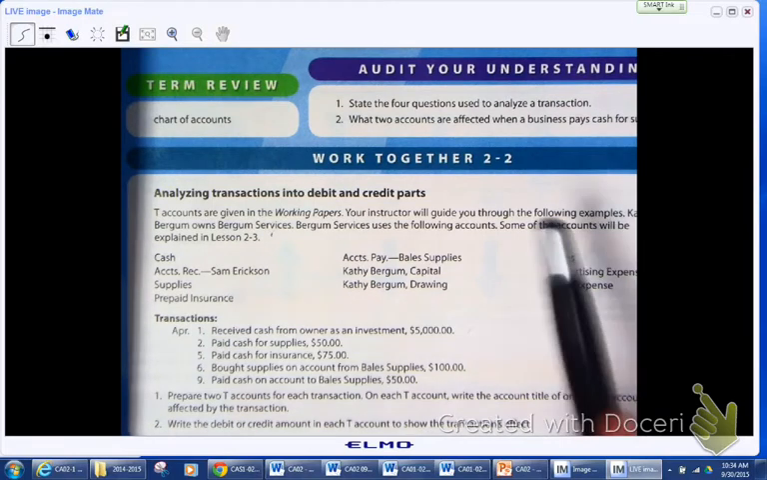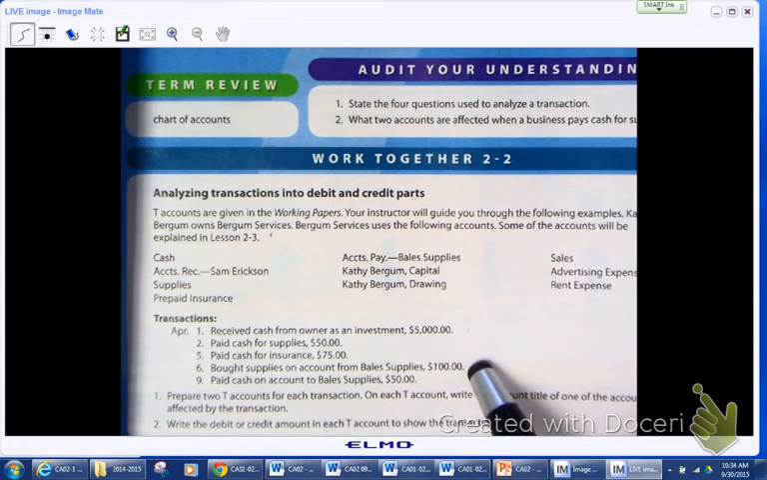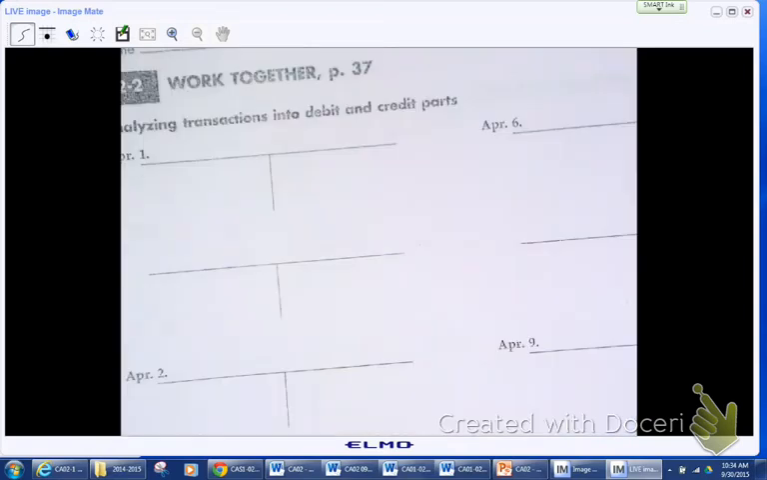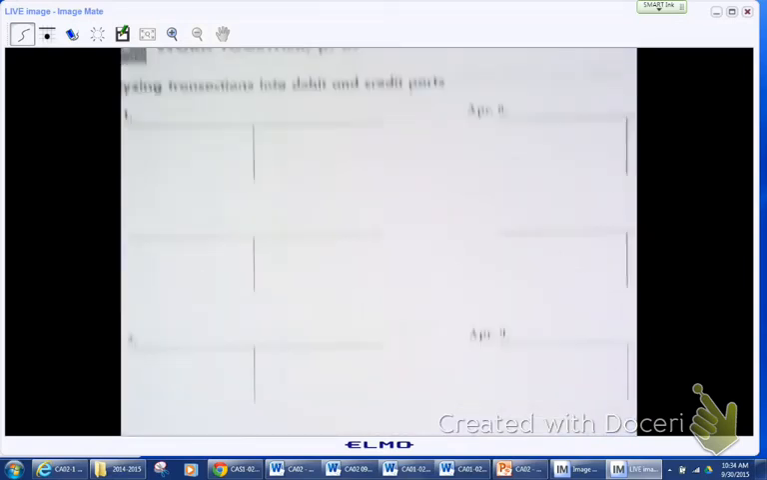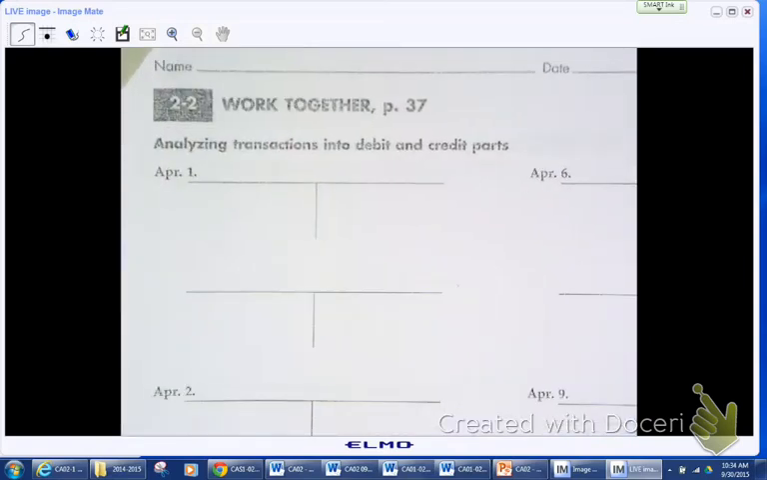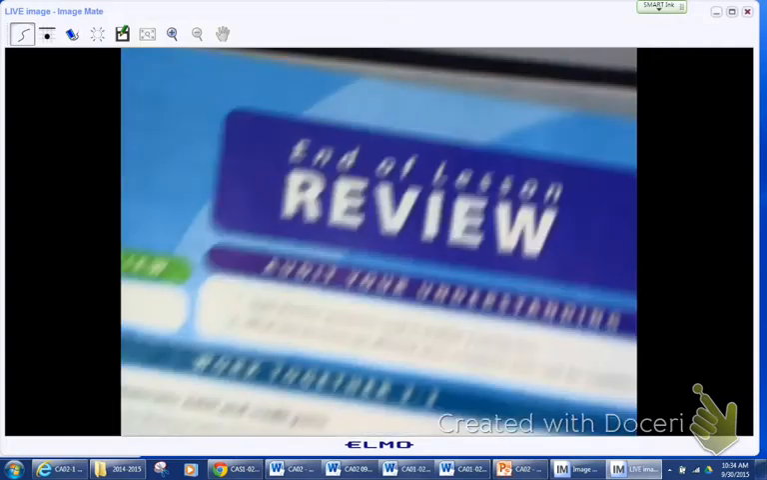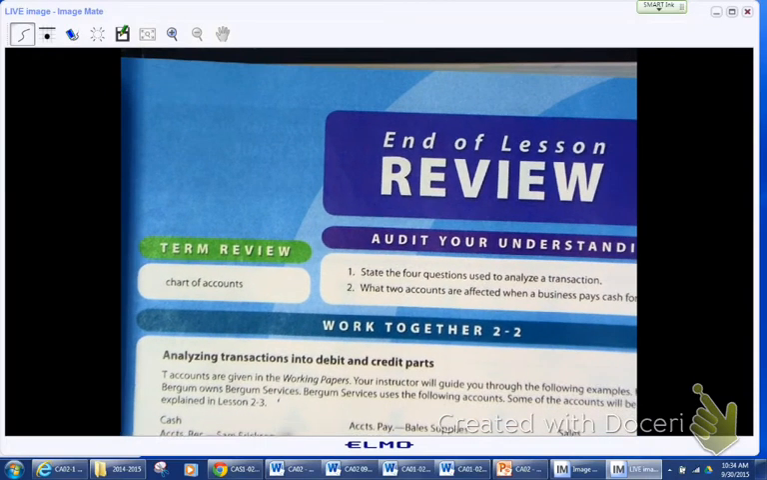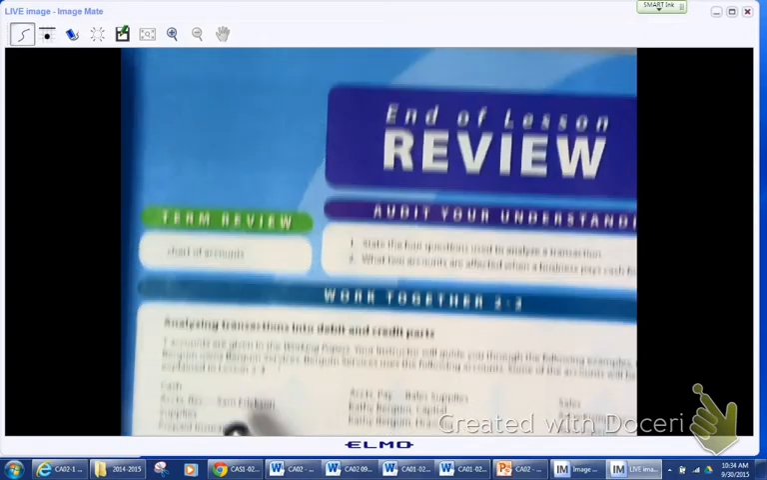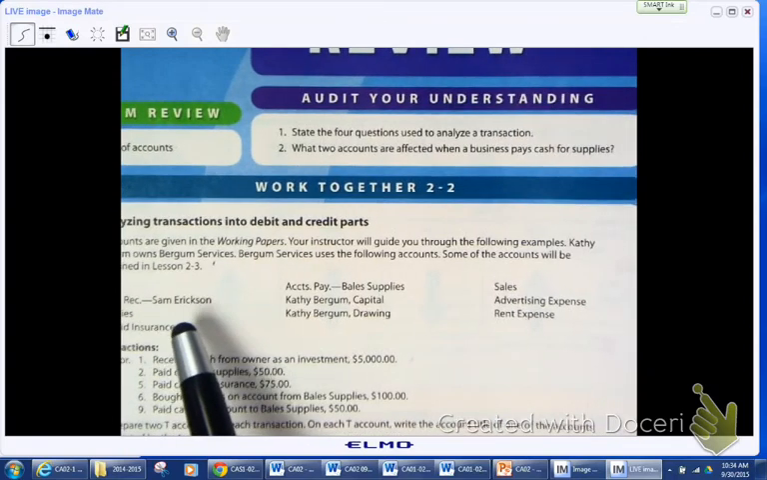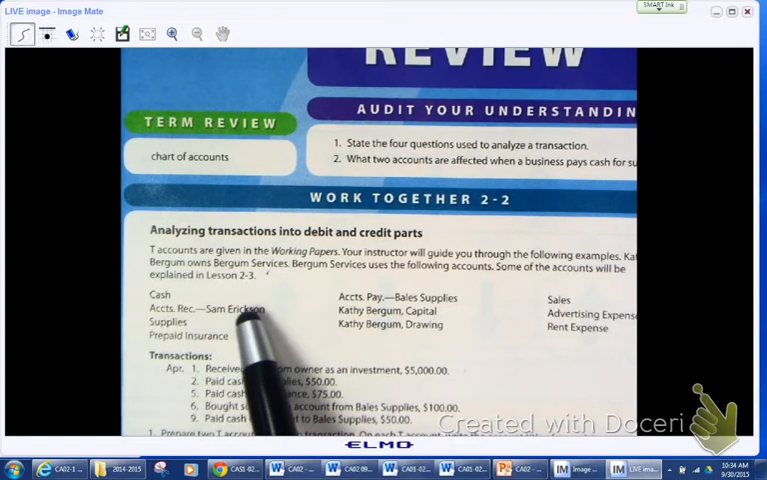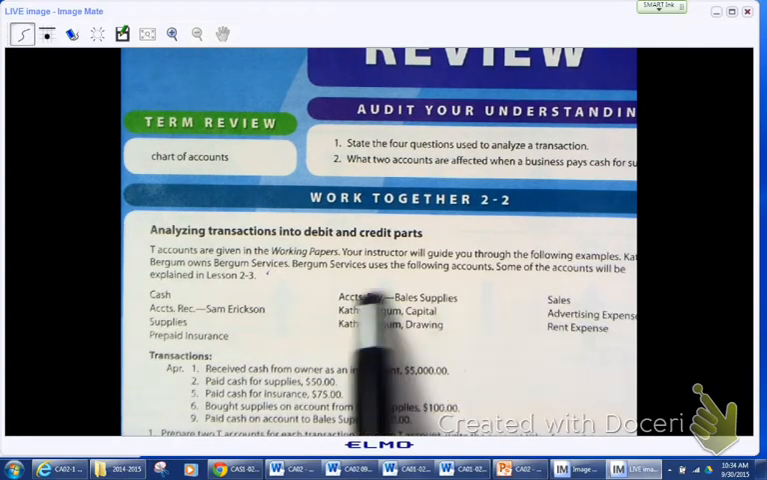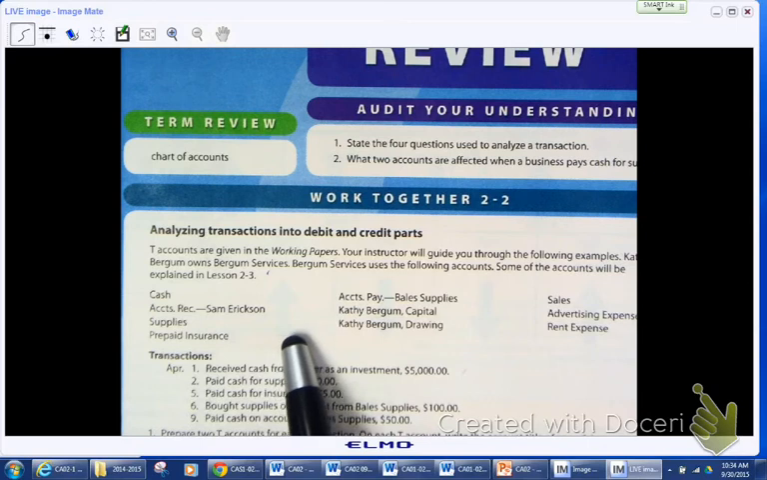We're going to use the rules that we've discussed and the questions that we need to ask for each type of transaction. Oh, let me just back up 1 second. We want to also remember that the transactions will all refer to the account titles that are referenced here in this little mini chart of accounts for Bergam Services Company.